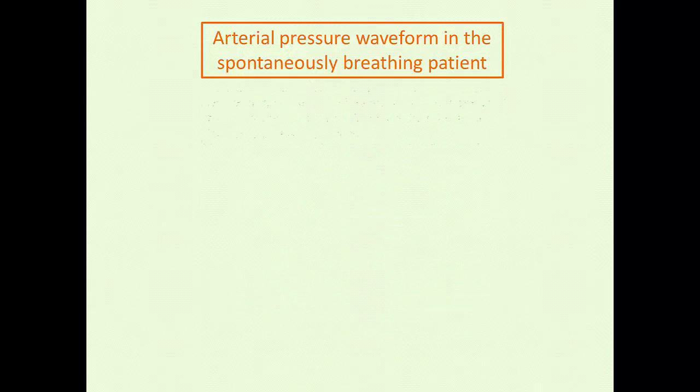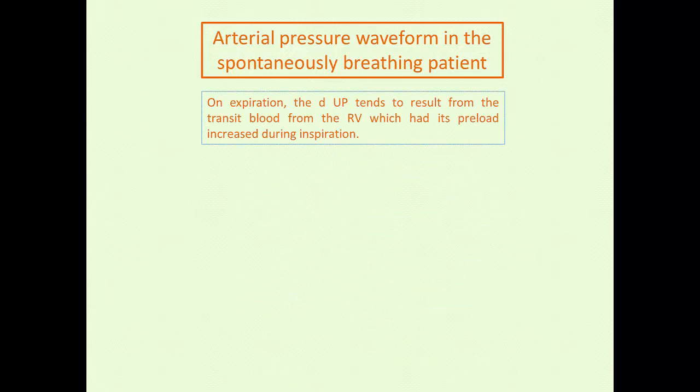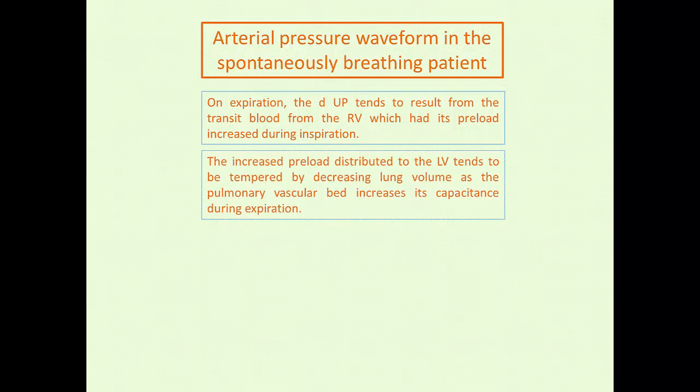So more on the arterial pressure waveform in the spontaneously breathing patient. On expiration, there tends to be a D up, and again, this is highly variable. In some patients it's minimal, in some it's a little bit more. And the D up, the increase in systolic pressure, the increase in pulse pressure, tends to result from the transit of blood from the right ventricle, which had its preload increase during inspiration. So it's kind of the opposite of what we talked about with mechanical ventilation before. The increased preload distributed to the left ventricle tends to be tempered by decreasing lung volume.